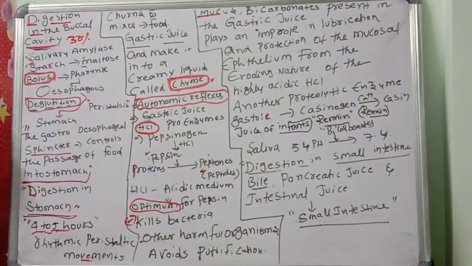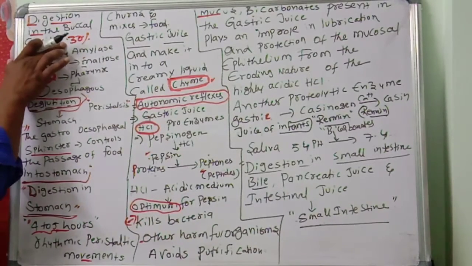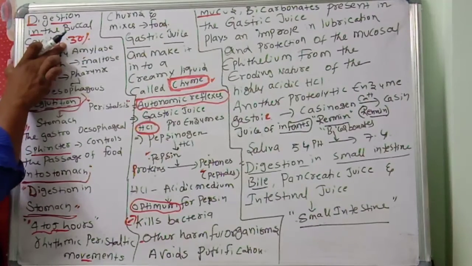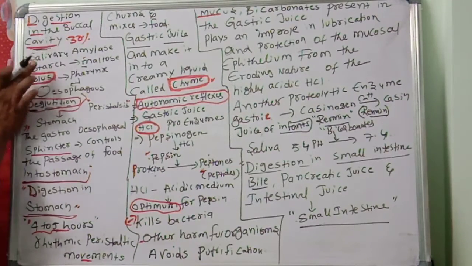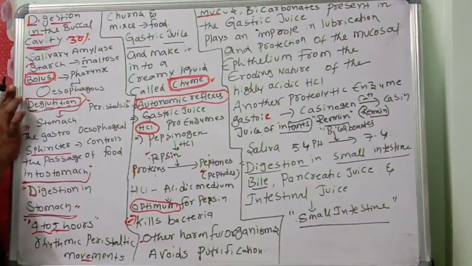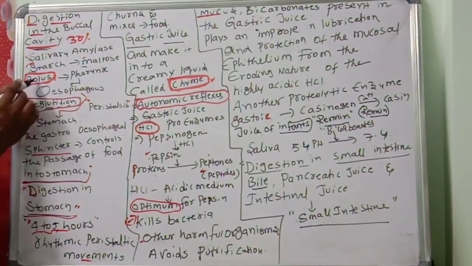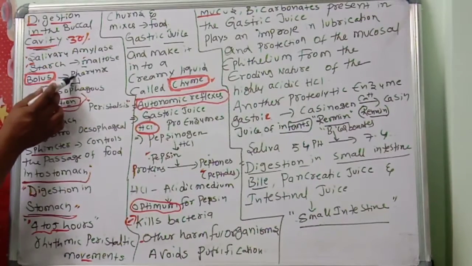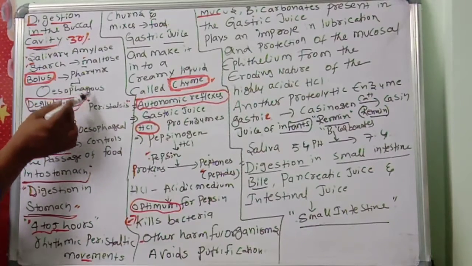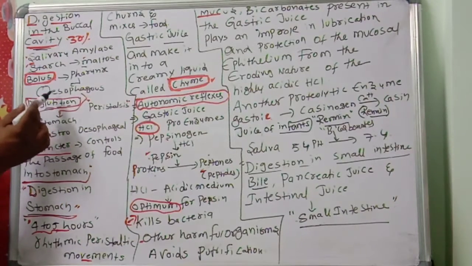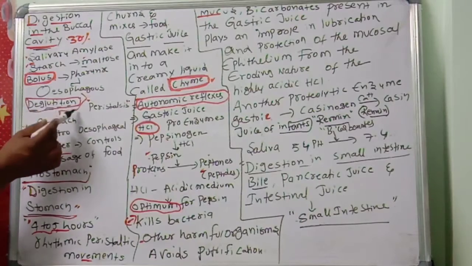So 30% of the starch is converted into what? Maltose, a disaccharide, in the buccal cavity. After that, the chewed and masticated food is called a bolus. That bolus reaches the pharynx, and from the pharynx to the esophagus. That is called swallowing, deglutition.